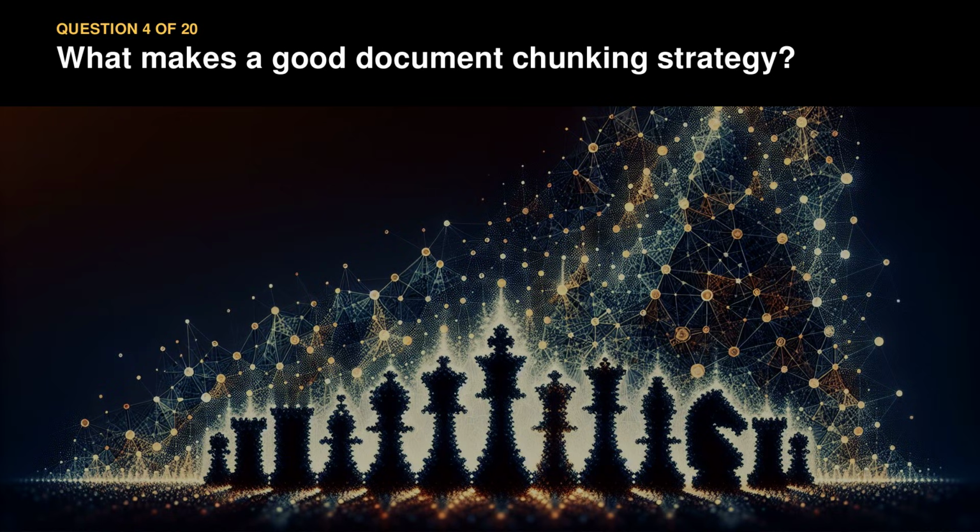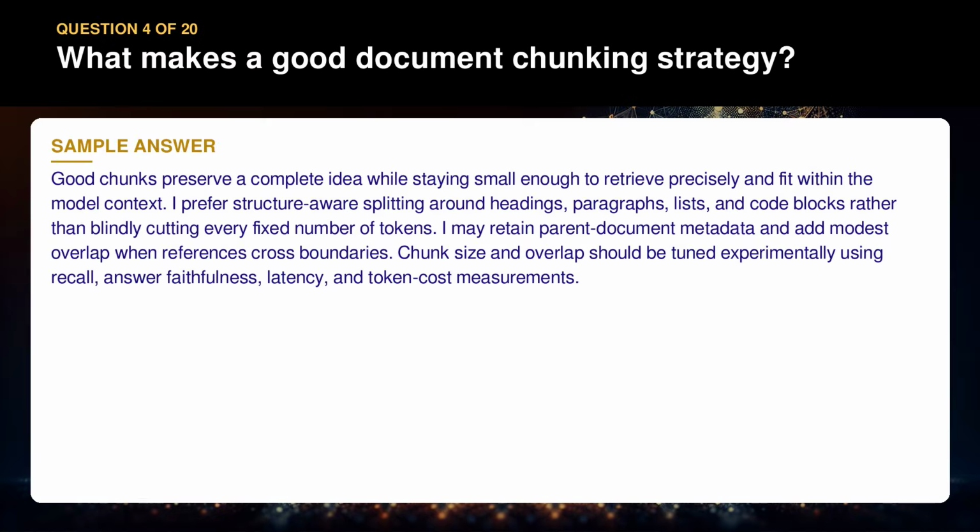Question 4. What makes a good document chunking strategy? Good chunks preserve a complete idea while staying small enough to retrieve precisely and fit within the model context. I prefer structure-aware splitting around headings, paragraphs, lists, and code blocks rather than blindly cutting every fixed number of tokens. I may retain parent document metadata and add modest overlap when references cross boundaries. Chunk size and overlap should be tuned experimentally using recall, answer faithfulness, latency, and token cost measurements.